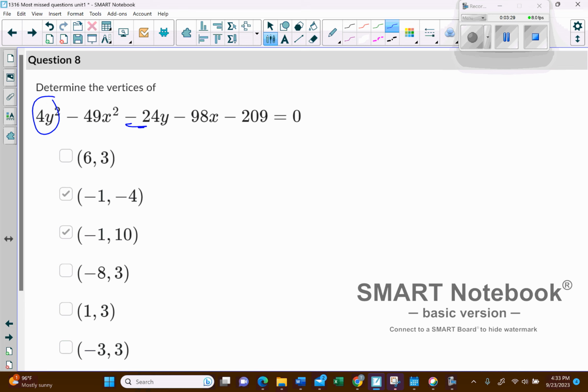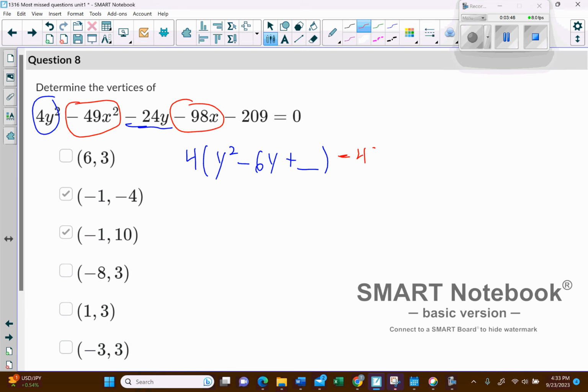I'm going to take the y's and factor out the 4, which leaves me with y squared minus 6y, and then I'll do the completing the square process in just a minute. The next part can be a little tricky. I'm actually going to need to factor out -49. That should turn this into a positive x squared and a positive 2x, and then plus blank. If I were to redistribute that -49, it would give me the -49x squared and the -98x.